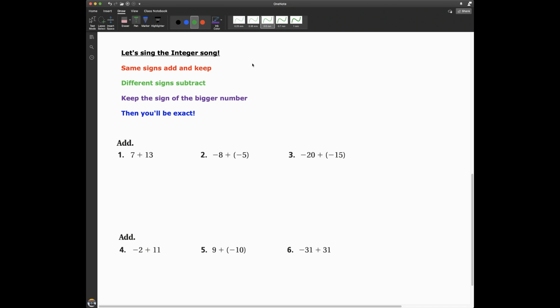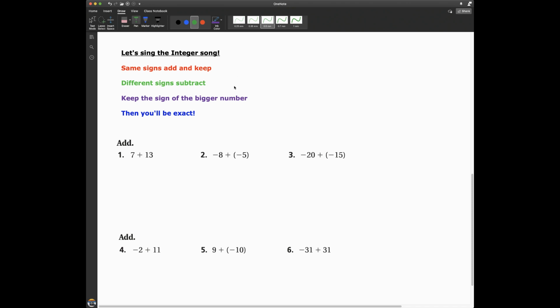Same signs add and keep. Different signs subtract. Keep the sign of the bigger number, then you'll be exact. Same signs add and keep. Different signs subtract. Keep the sign of the bigger number, then you'll be exact.